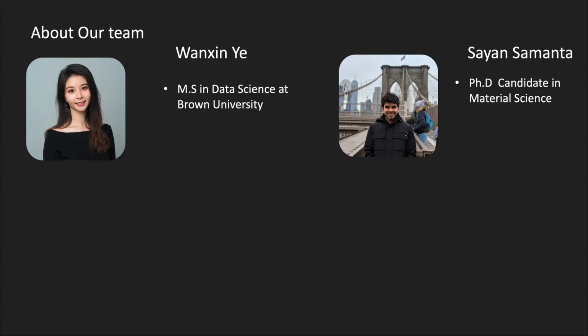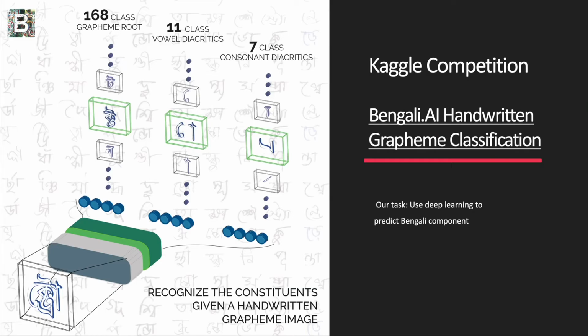So, I'm Wanxin. Right now, I'm a master student in data science at Brown University. And I'm Shayon Shamunto. I'm a PhD candidate in material science, but I also love to dabble with data science every once in a while. And I speak Bengali, fun fact. Yeah, which adds a great advantage to our team in this game.